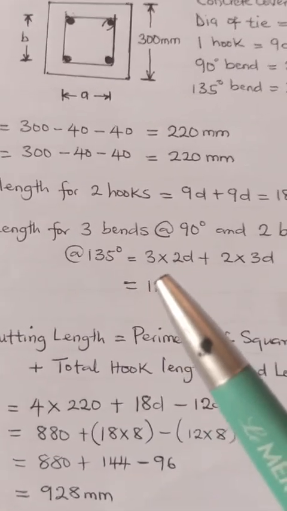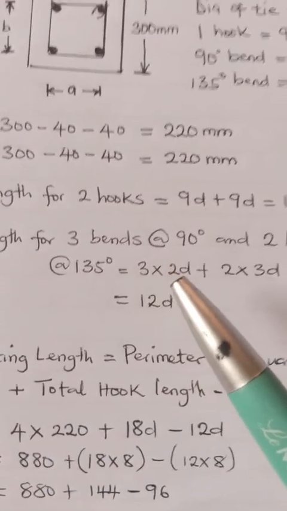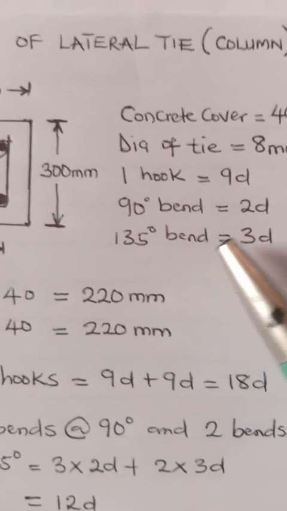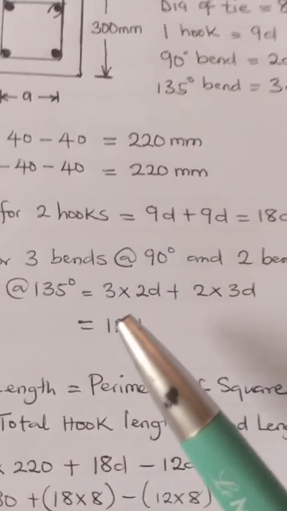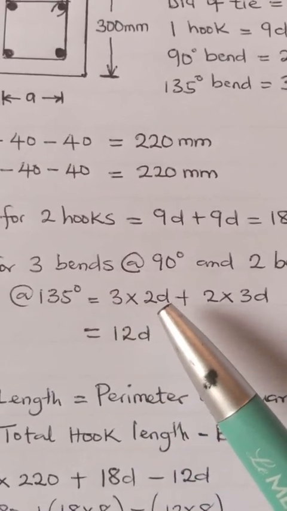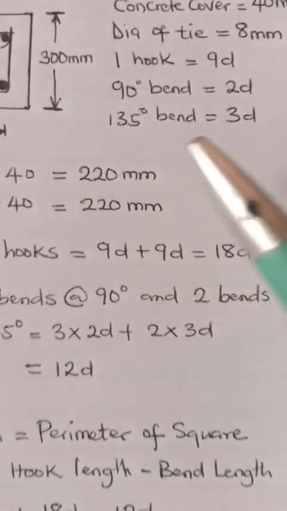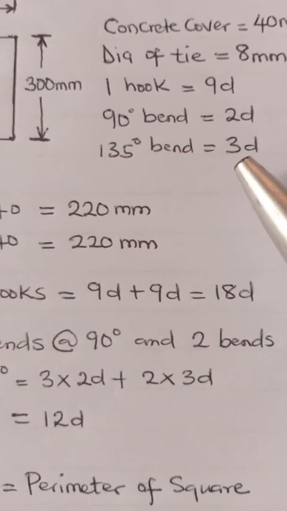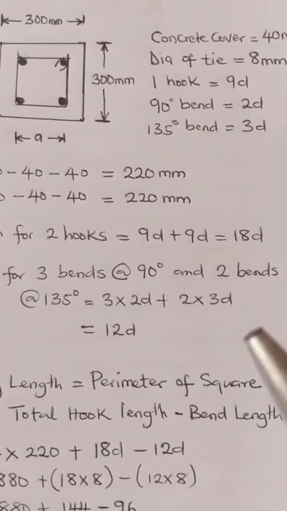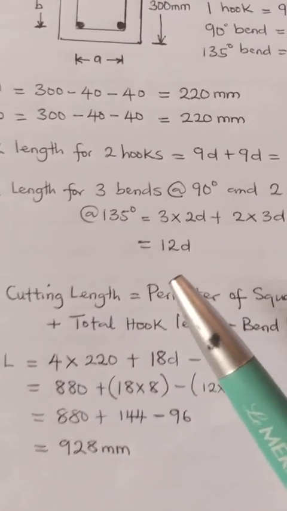So when you compute this, we have 3 bends times 2D for 90 degrees. 90 degrees is 2D, 135 degrees is 3D. So you multiply 3 by 2D, then plus 2 times 3D, since 135 degrees gives us 3D. This is the standard parameters in computing the cutting length. So when you work this out, we have 12D.